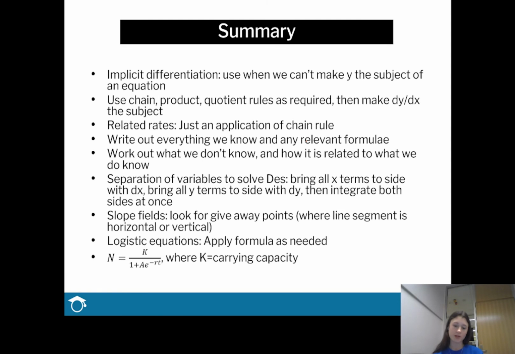For slope fields, you need to make a table of values with the x and y and the derivative function, and then look for the giveaway points, which is where the line segment is horizontal or vertical, or maybe where there are no line segments at all, so it's discontinuous. Logistic equations, you just need to apply the formula as needed. I don't think those ones are too hard. It's mostly just applying the formula.